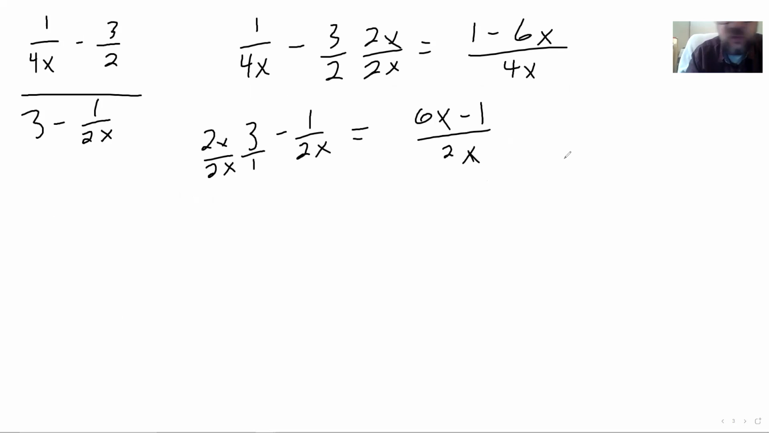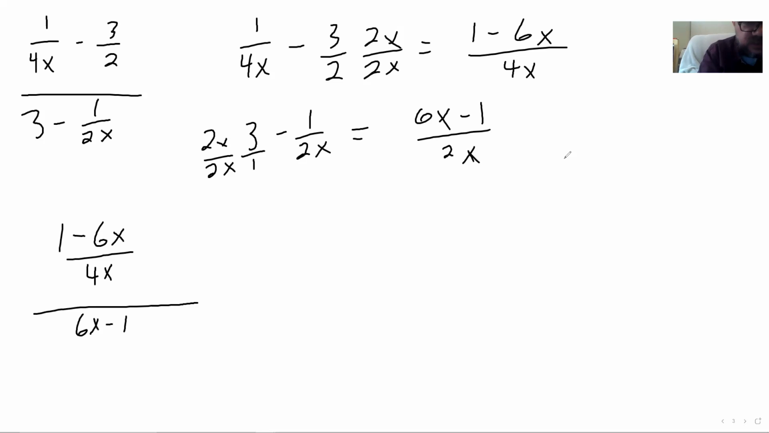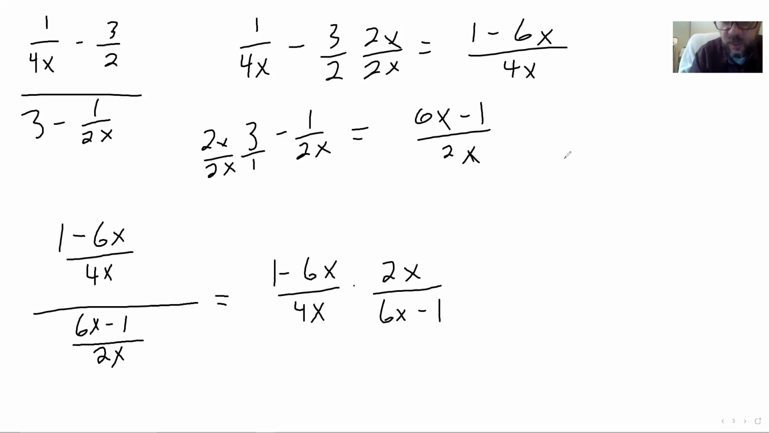And so this original expression is just 1 minus 6x over 4x divided by 6x minus 1 over 2x, which is really just 1 minus 6x over 4x times, flip over the bottom, the thing you're dividing by, 2x over 6x minus 1. And I hope you're recognizing that 1 minus 6x and 6x minus 1 are negatives of each other, right? I can cancel those. It's the same things being subtracted, but in the other order.